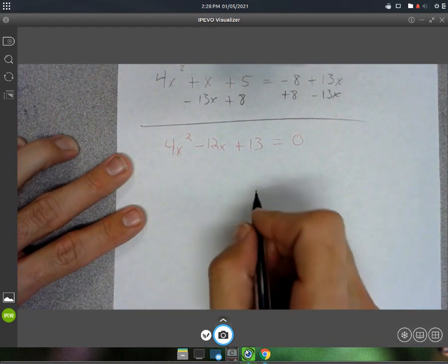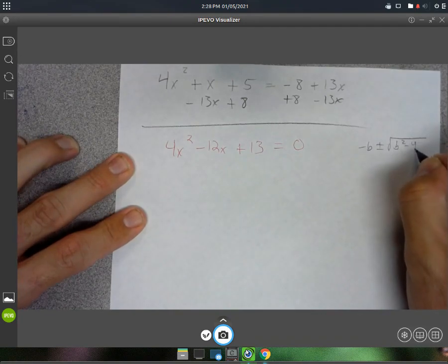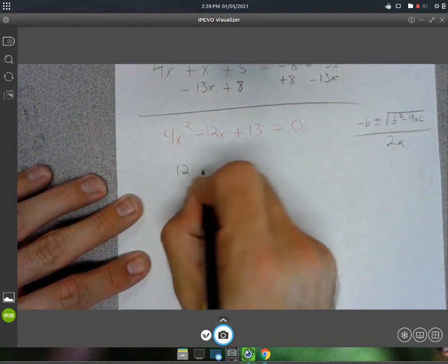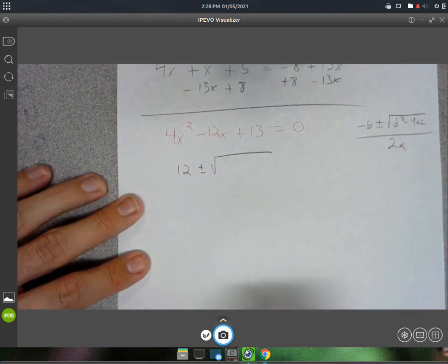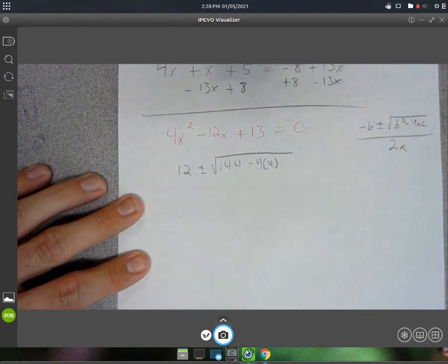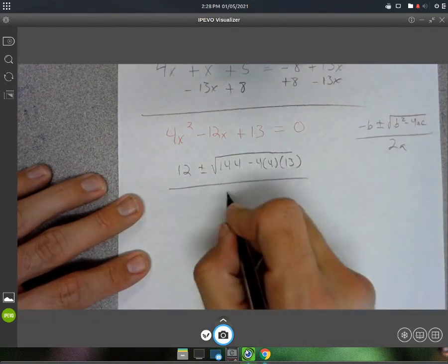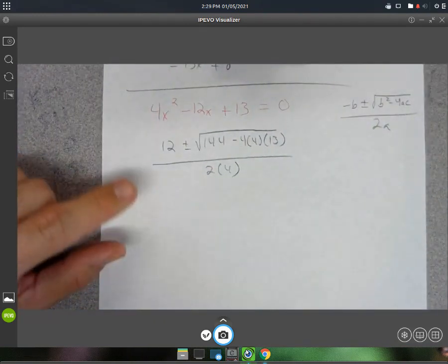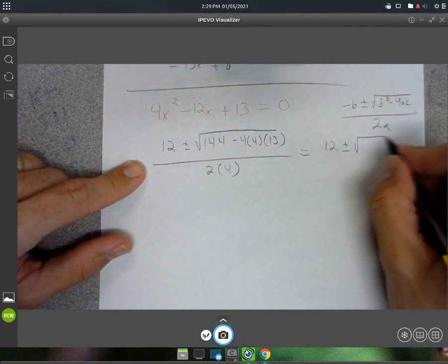Now, quadratic formula, we got negative b. I'll write it out real quick. 4ac all over 2a. Negative b is going to be positive 12 plus or minus. Now b squared is going to be negative 12 times negative 12, minus 4 times A times C, 13, all over 2 times A. Nice. So if you just wanted the decimal answer, you could just type that in as it is, and it would give you the decimal answer.